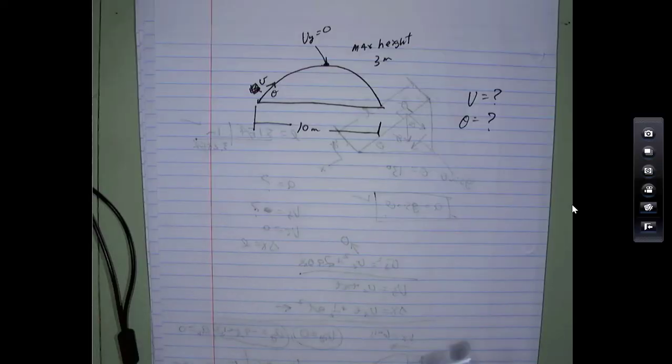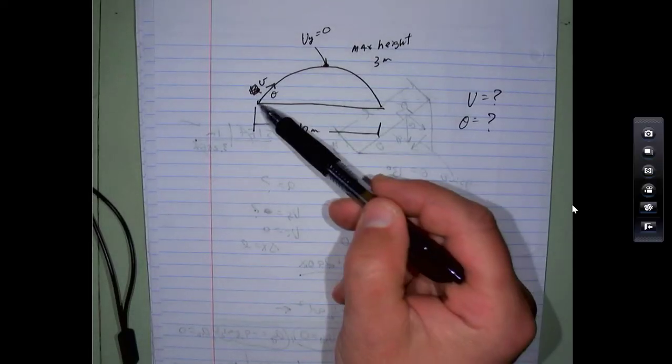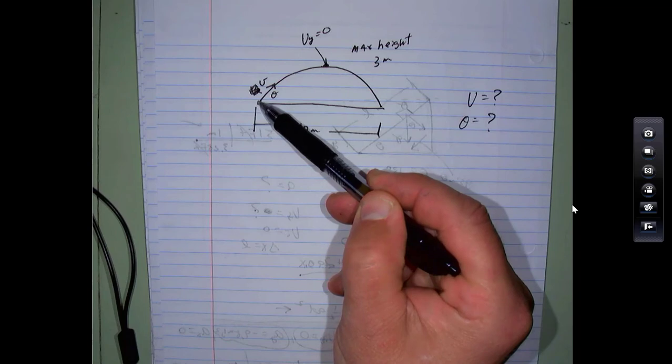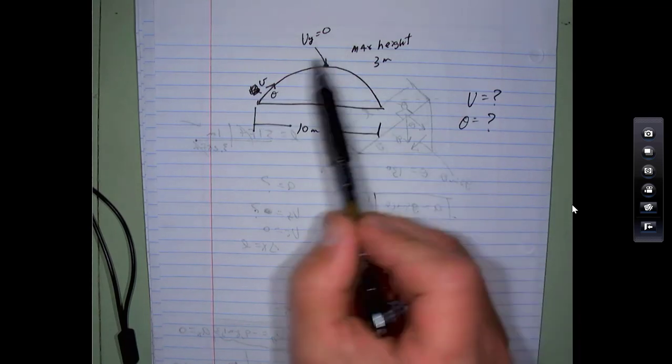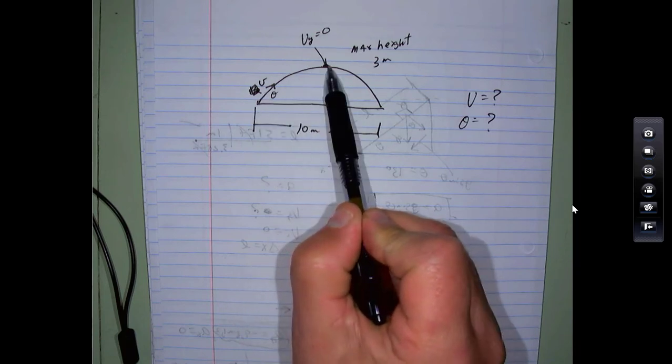Okay, so here's the picture. The mountain lion leaves with a certain speed. Now this is the overall speed. It's made up of the x part and the y part. Reaches a maximum height of 3 meters.